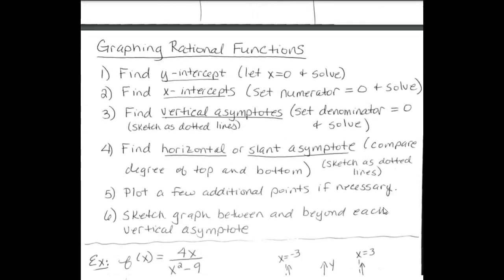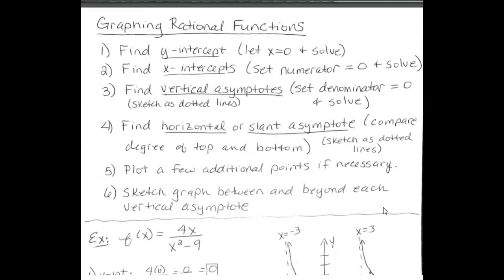All right, so how do we put all this together and actually draw a graph? Here are the steps we're going to follow. Step 1, find the y-intercept. That's an easy point to plot, so you can just plug in 0 for x and solve, and you'll have a point unless it's undefined at 0. Second, find the x-intercepts. That means in a rational function, set the numerator equal to 0 and solve. Step 3, find the vertical asymptotes. That's set your denominator equal to 0 and solve. Any results of that, vertical asymptotes, are sketched as dotted lines on the graph.